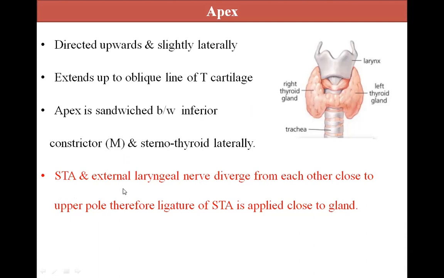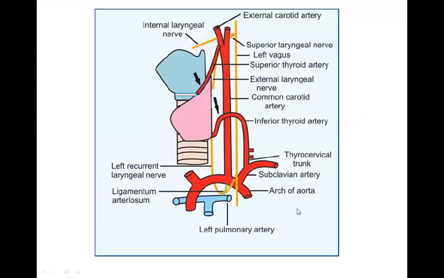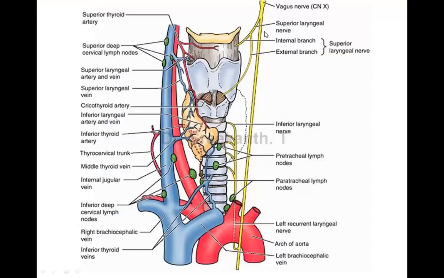Superior thyroid artery and external laryngeal nerve diverge from each other close to the upper pole. Therefore, the ligature of the superior thyroid artery is applied close to the gland. So, near the apex, the superior thyroid artery and the external laryngeal nerve diverge from each other, and therefore the ligature for the superior thyroid artery is applied close to the gland. Here you can see the superior thyroid artery and the external laryngeal nerve, and they diverge from each other near the apex of the thyroid gland.